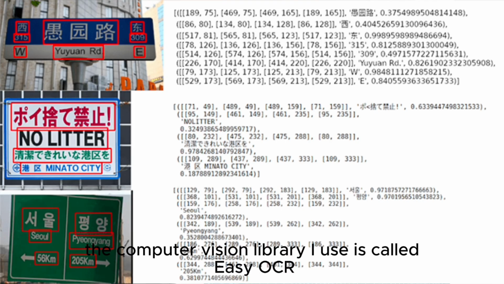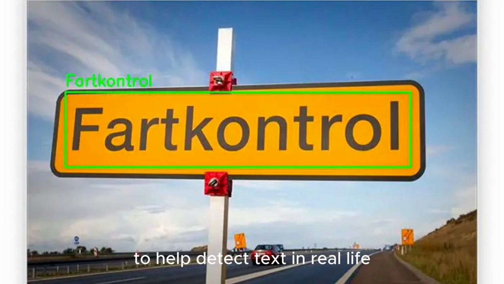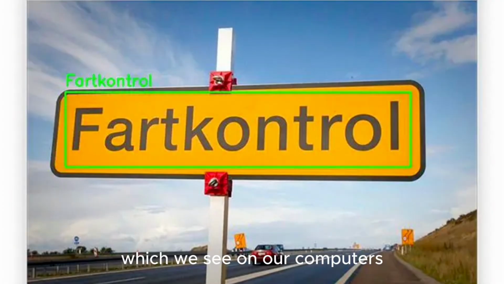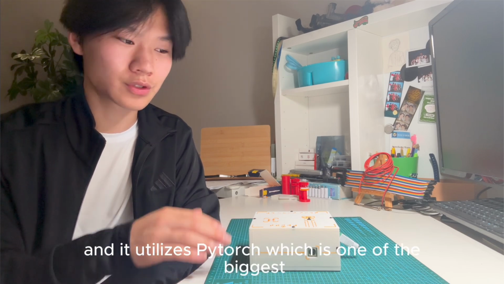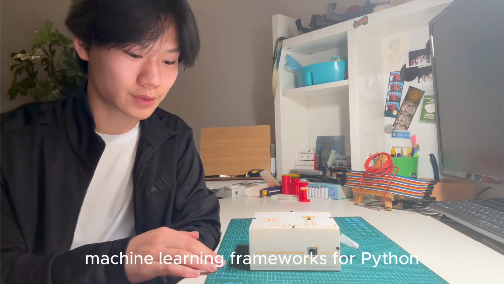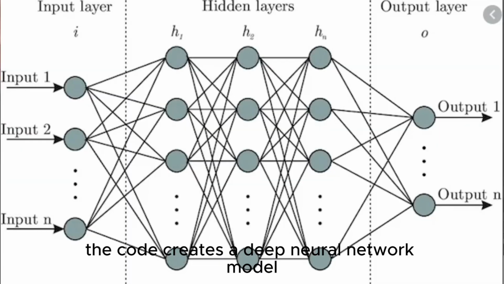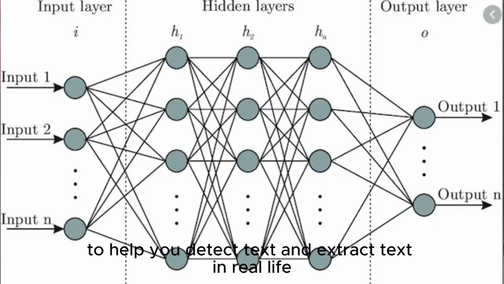The computer vision library I use is called EasyOCR, which is a library that runs optical character recognition, built on neural networks to help detect text in real life, and then convert it to the string characters which we see on our computers. I was able to code it directly with Python, and it utilizes PyTorch, which is one of the biggest machine learning frameworks for Python. Every time the code runs, it creates a deep neural network model based on certain parameters to help detect and extract text in real life.